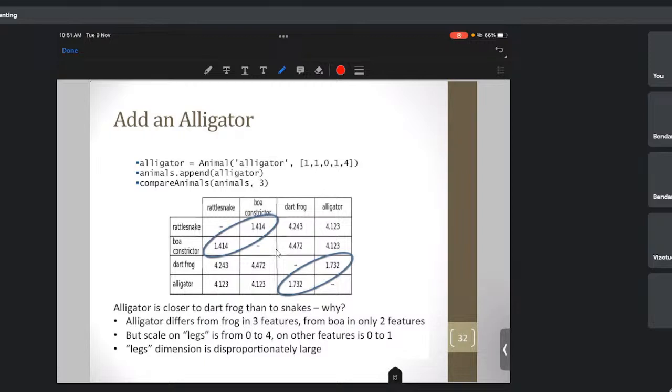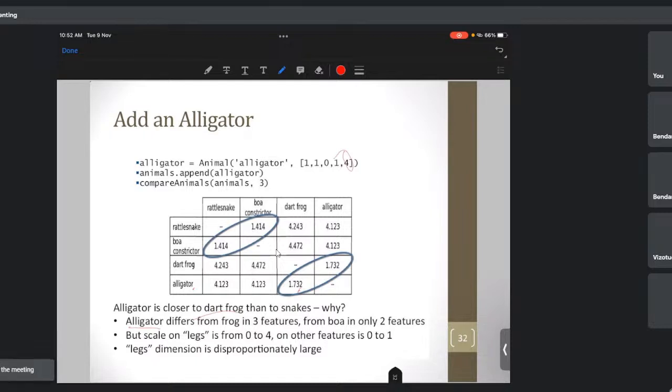Here you can see that alligator is closer to dart fork than rattlesnake. So why is this happening? Because of this feature, right? But we know that the features of alligators are closer to dart snake rather than dart fork. So these distance metrics or feature vectors are not giving you a proper picture of the communities or the clusters present in the data points.